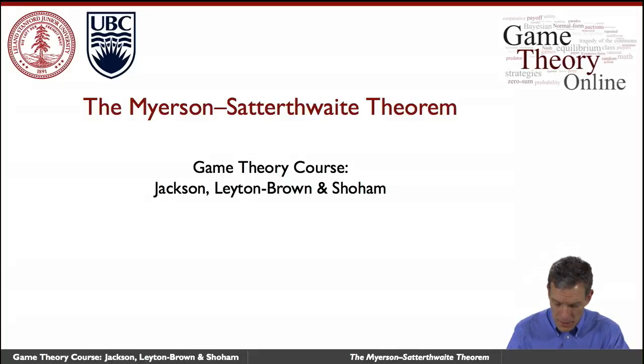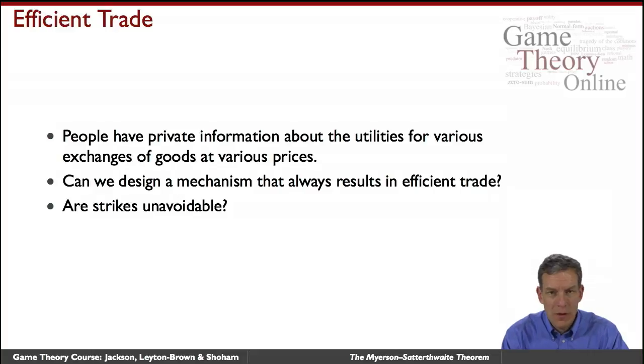participation. And when we talked about strikes and so forth at the beginning of last week, one thing that's going to be important in understanding why we might have difficulties in getting trade out is that people can have private information about their utilities for various exchange of goods. So how much am I really willing to work? How much do I value a particular job? Can we design a mechanism that always results in efficient trade? Are strikes unavoidable? That's the basic essence here.